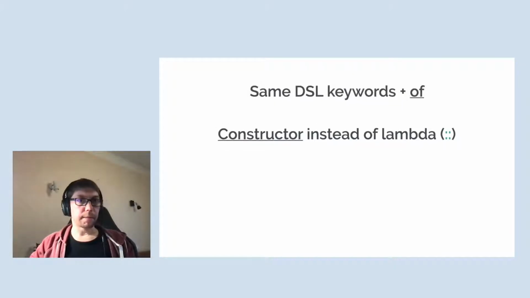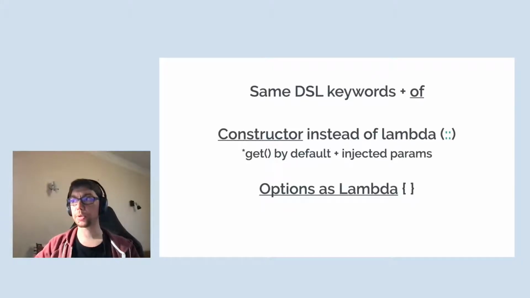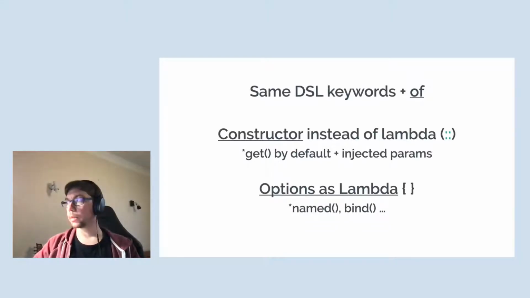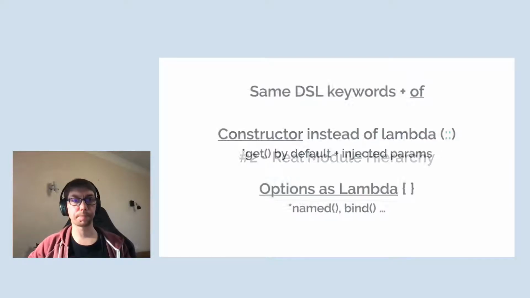Keep in mind, it's the same DSL keywords plus of constructor classes. You will have all the default parameters of your injected param here, and you have options that can be filled by lambda, named and bind. I believe this is something that the community will enjoy, because when you have lots of configuration and you change your constructor parameters, you then have to change your Koin configuration. Now you won't have to do it anymore.